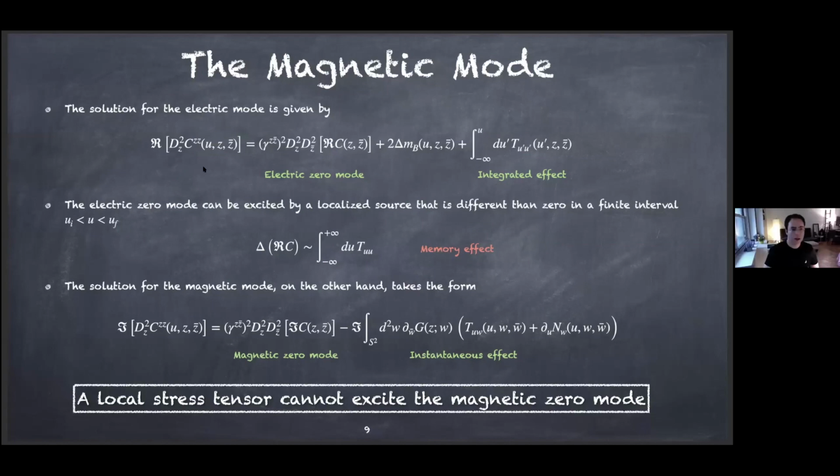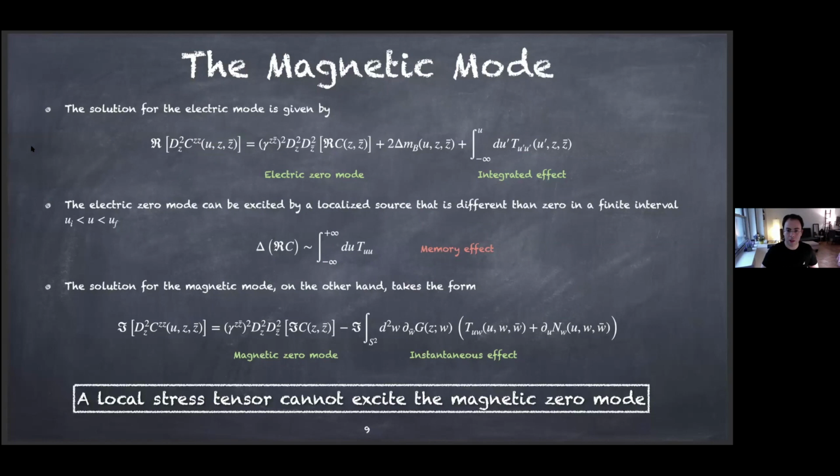Okay. So now the solution for the electric mode is given by this expression. There are three terms here. The first term is the boundary condition. It depends only on the real part of the boundary graviton. This is the electric zero mode. So this is simply the boundary condition that we set at u equal to minus infinity, and then using the equations of motion, we develop it along the entire null boundary.